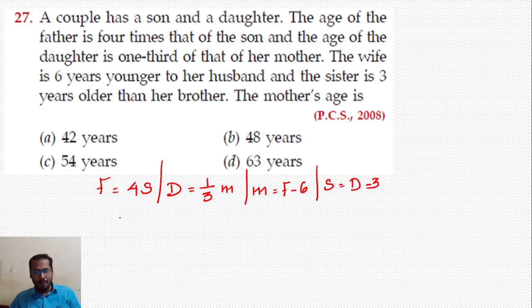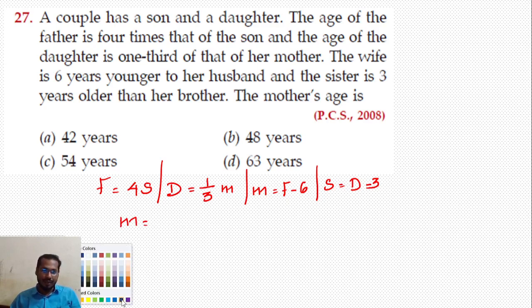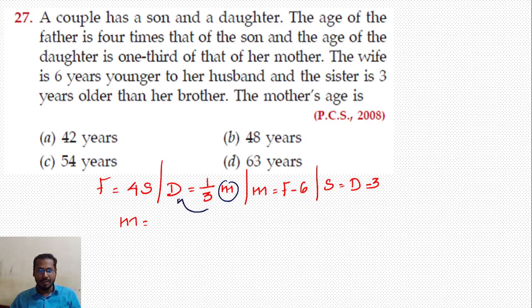Okay, so now I'm going to equate this. If I want the mother's age, look at this: this 3 will go here, right? So I can write it as 3D. 3 times the daughter's age is equal to the mother's age. Now look at the son, daughter and son. Instead of daughter, I can write 3 times son plus 3.